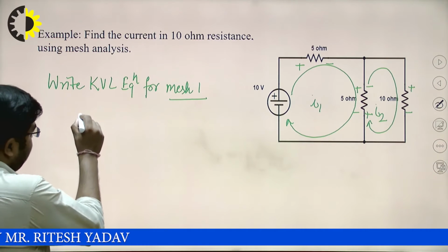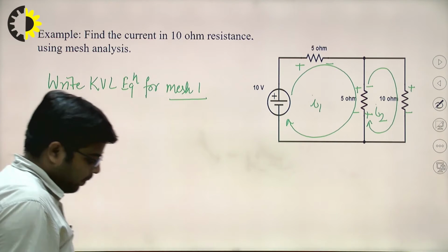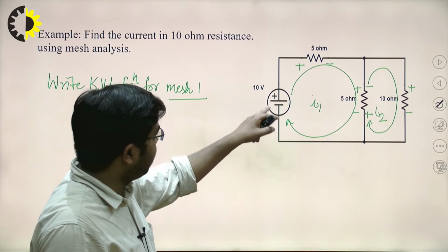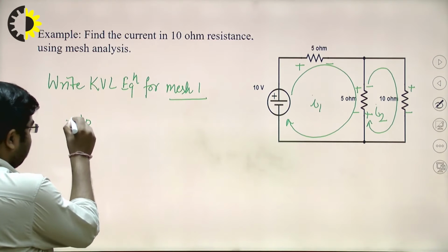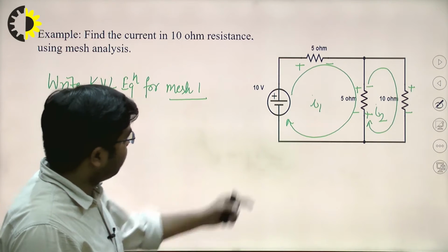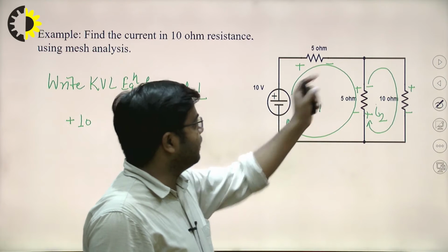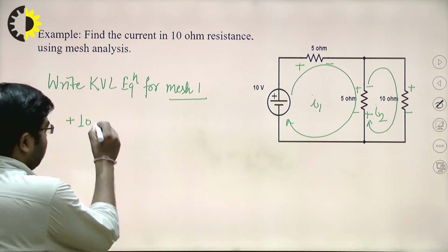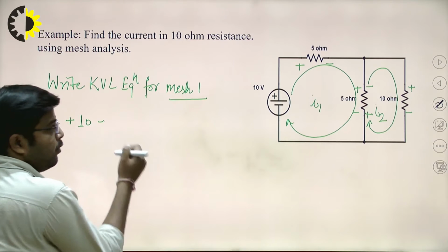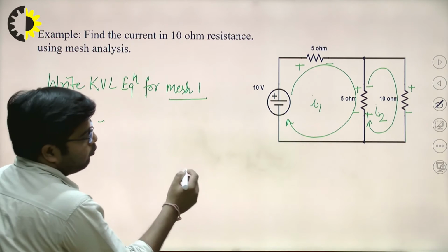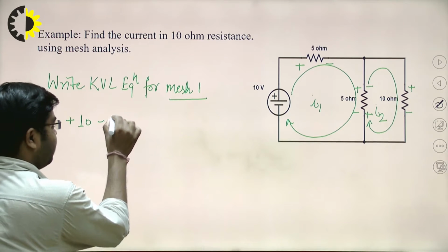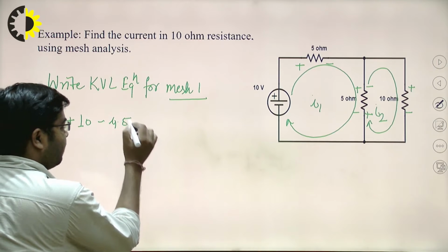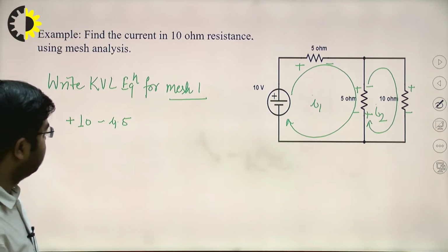So 10, because here you are going from minus to plus. So this plus 10, then plus to minus, so there will be a voltage drop across the resistance. So minus I into R. So what is the value of I? That is I1 into 5. So you can write 5 into I1.